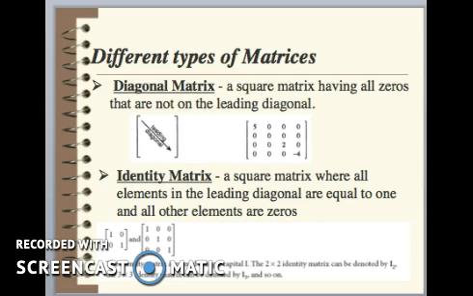Alternatively, we have an identity matrix, which is a square matrix where all elements in the leading diagonal are equal to 1, and all of the other elements in the matrix are zeros. Okay, and we'll get into identity matrices a little bit later on.